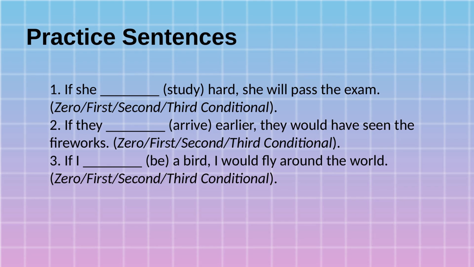Let's practice with a few sentences. Fill in the blanks with the correct form of the verb and identify the type of conditional. 1. If she study hard, she will pass the exam. First, second, third conditional. 2. If they arrive earlier, they would have seen the fireworks. First, second, third conditional. 3. If I be a bird, I would fly around the world. First, second, third conditional. Pause the video and see if you can get them right.